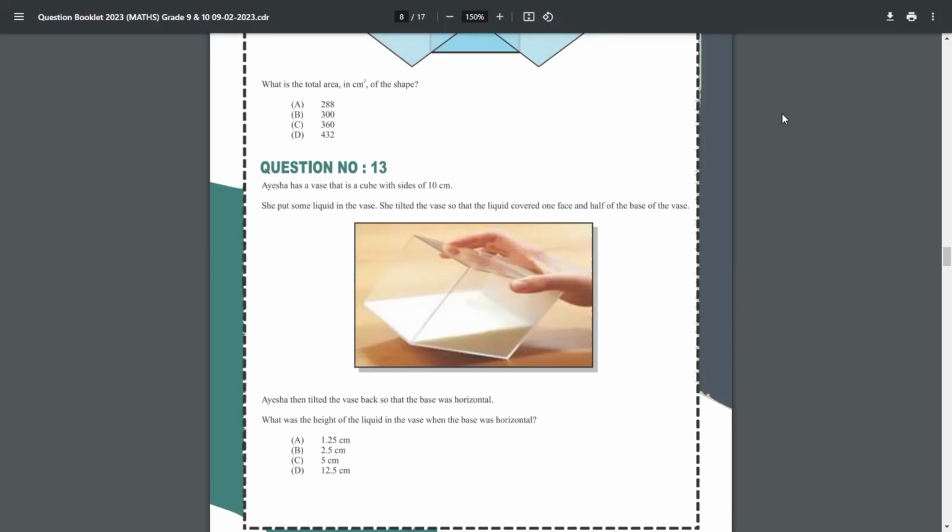She put some liquid in the vase. She tilted the vase so that the liquid covered one face and half of the base of the vase. Asha then tilted the vase back so that the base was horizontal. What was the height of the liquid in the vase when the base was horizontal? The correct answer is option B, 2.5 centimeter.